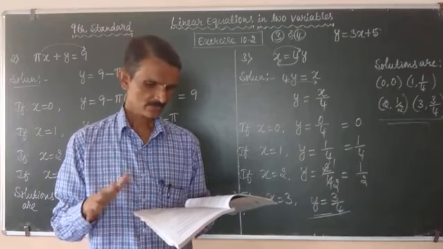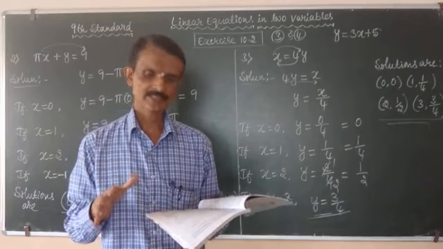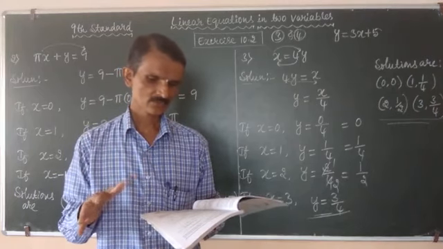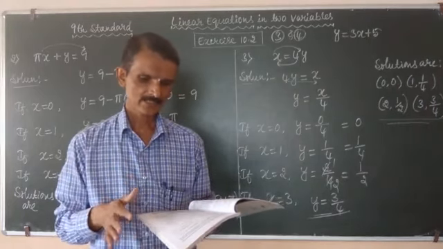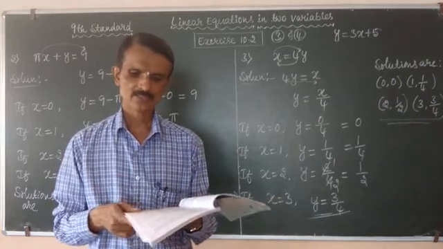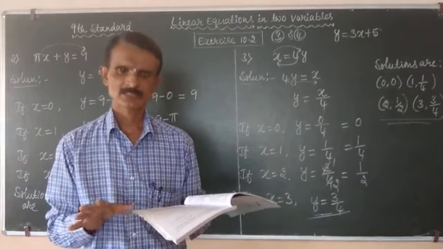Next, the fourth one: find the value of k if x equals 2, y equals 1 is a solution of the equation 2x plus 3y equals k.